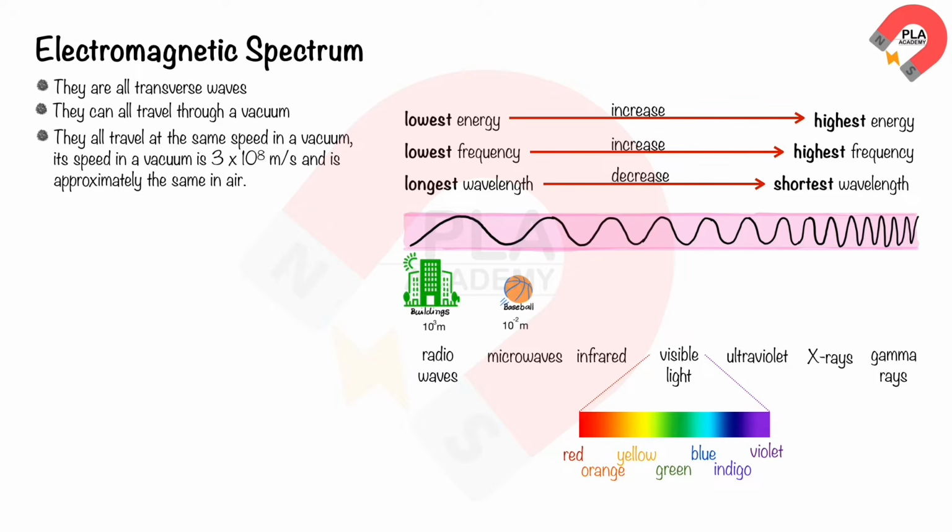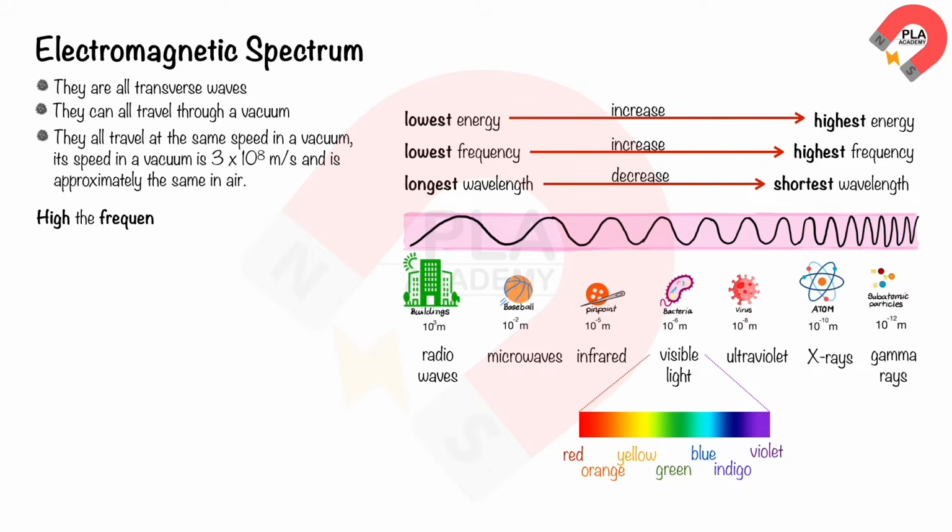The size of the wavelength of a radio wave is approximately the size of a building. Microwave is approximately the size of a baseball. Infrared is approximately the size of a pinpoint. Visible light is approximately the size of a bacterium. Ultraviolet is approximately the size of a virus. X-rays are approximately the size of an atom. Gamma rays are approximately the size of subatomic particles.